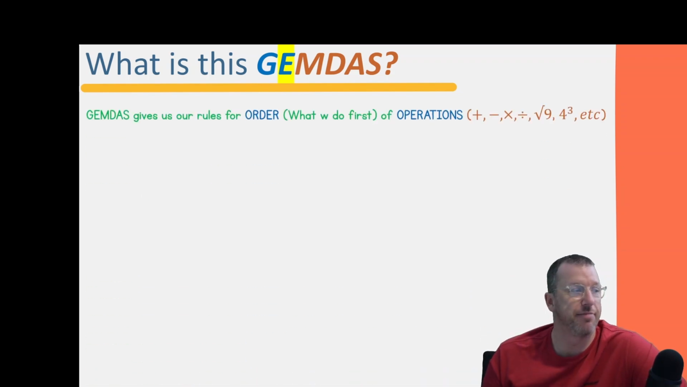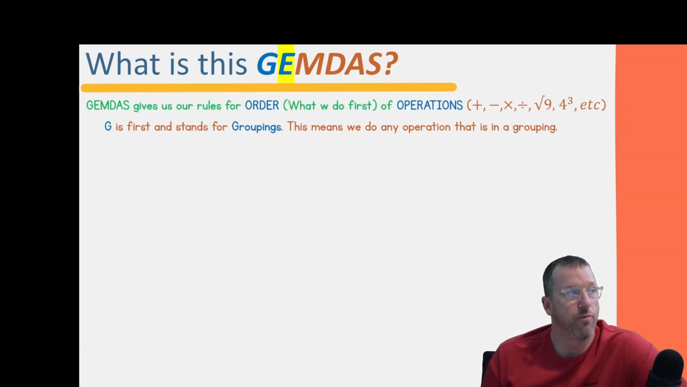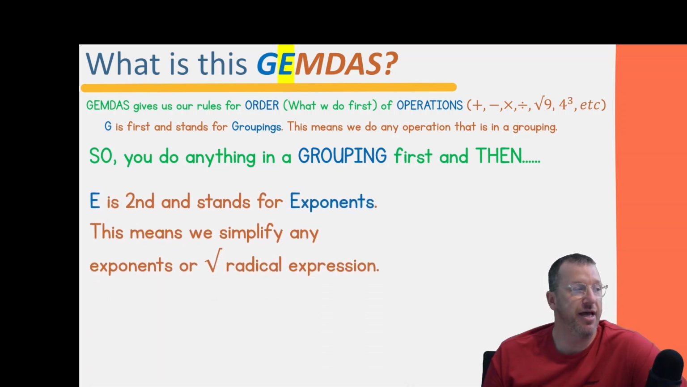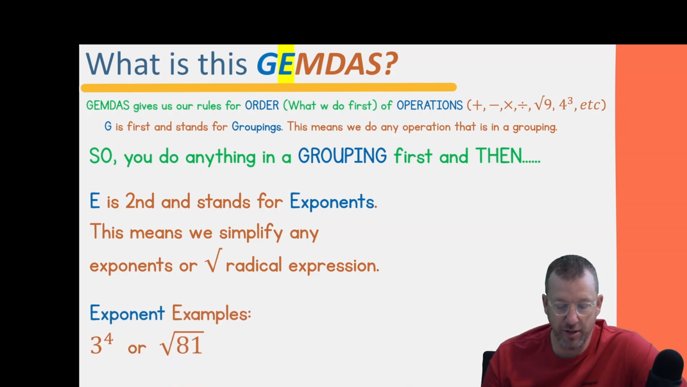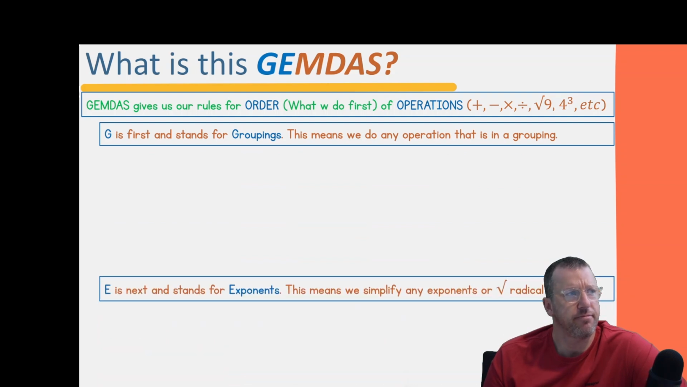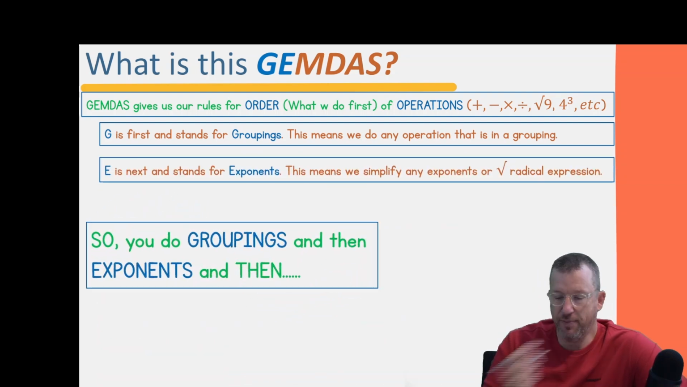So then what is the E all about? Well, once we've solved the grouping, so we've gotten rid of our grouping brackets or parentheses or absolute value, then we look for exponents or radical expressions. We find anywhere in the problem where we see an exponent, like this example, 3 to the 4th, or a radical expression, the square root of 81, and we do those next. So we do groupings, and then we do exponents. Okay? Well, what happens after that?